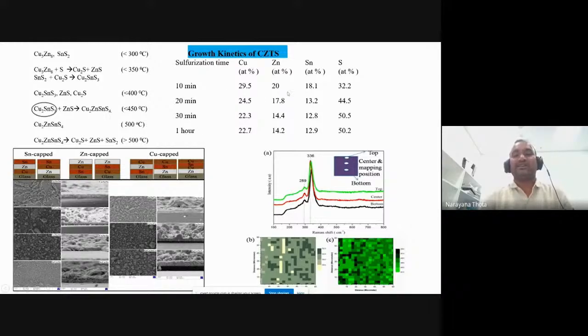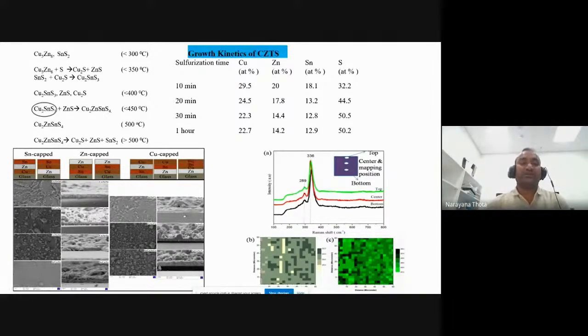And also we varied the time. At low time, there will be sulfur deficiencies. With increasing time, sufficient sulfur is incorporated into the film. And one more critical point is that we are using tin material. Tin is a very volatile element. It will try to evaporate even at 200, 250.